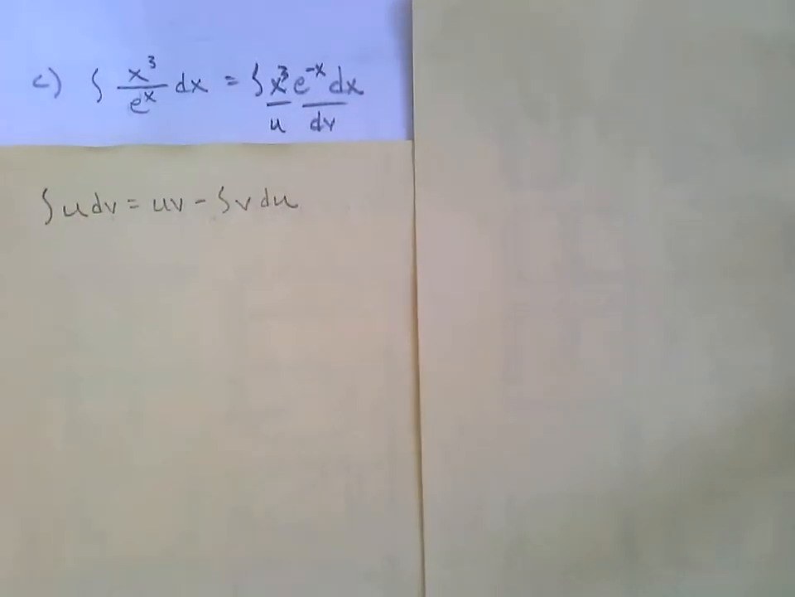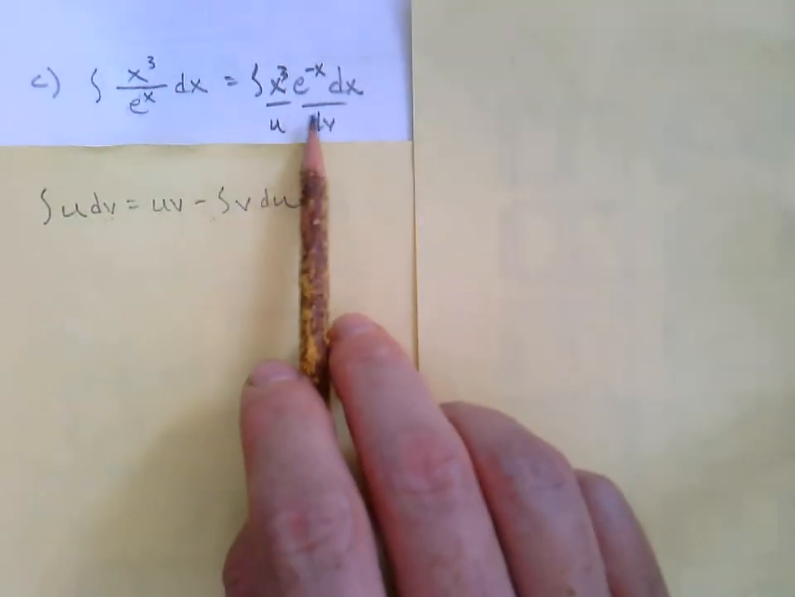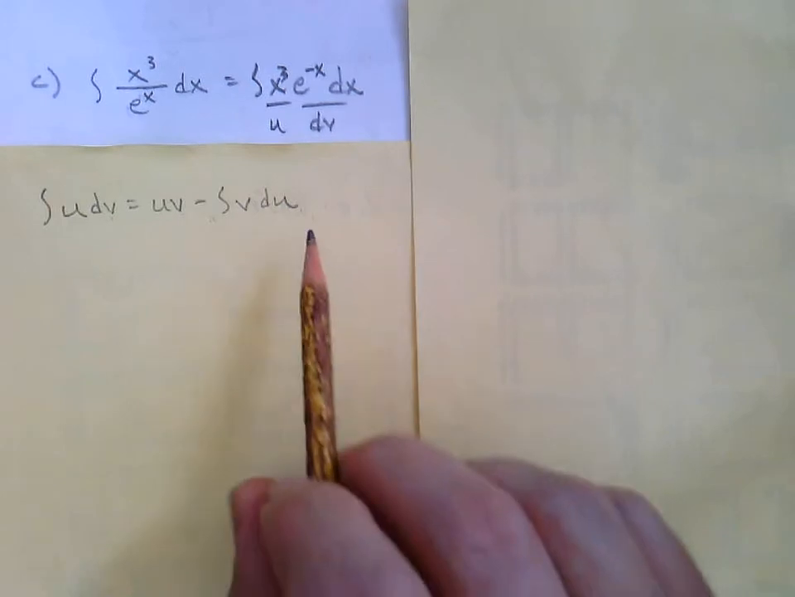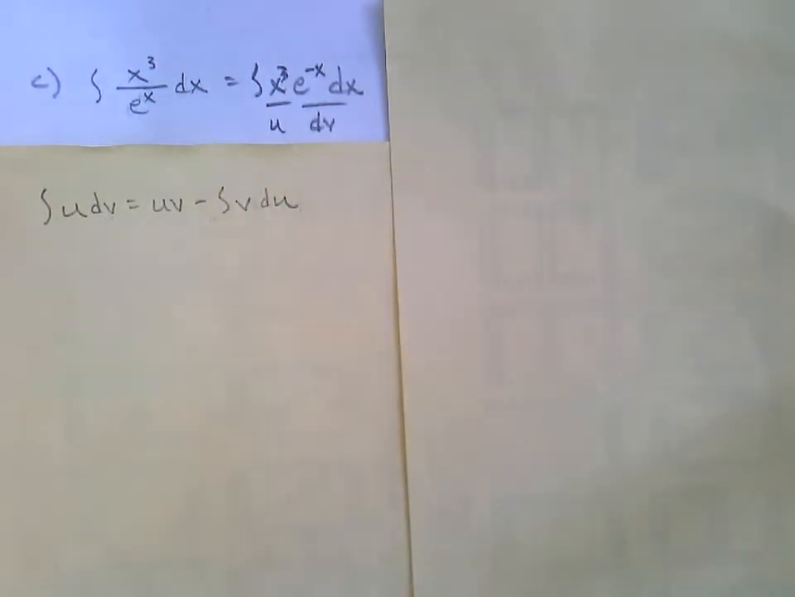And again, there's trial and error there. If you were to pick it the other way around, then the new integral would be more difficult. So we don't need to walk through that. If you were to switch these, then when you get that new integral, it's going to get more complicated. So I'll just tell you here, u is x to the third, e to the negative x dx is dv.